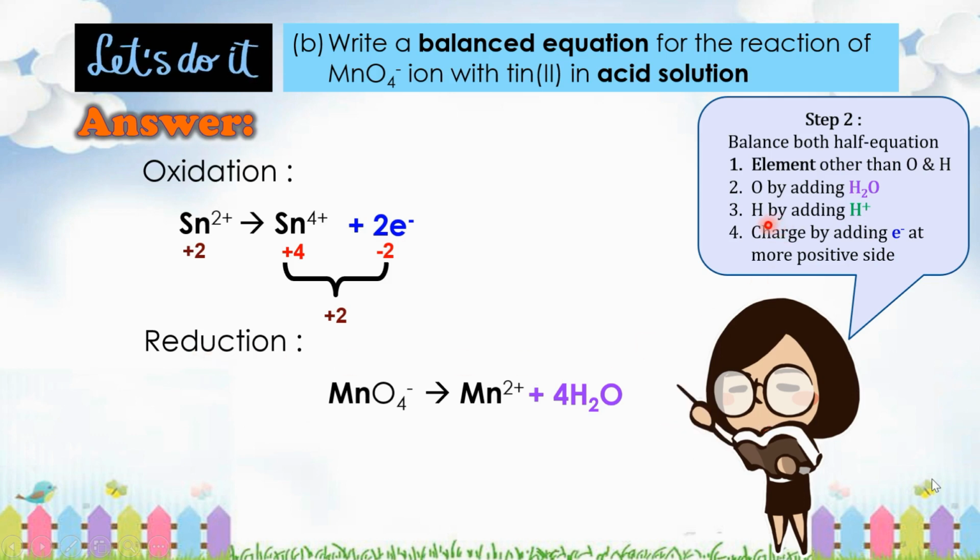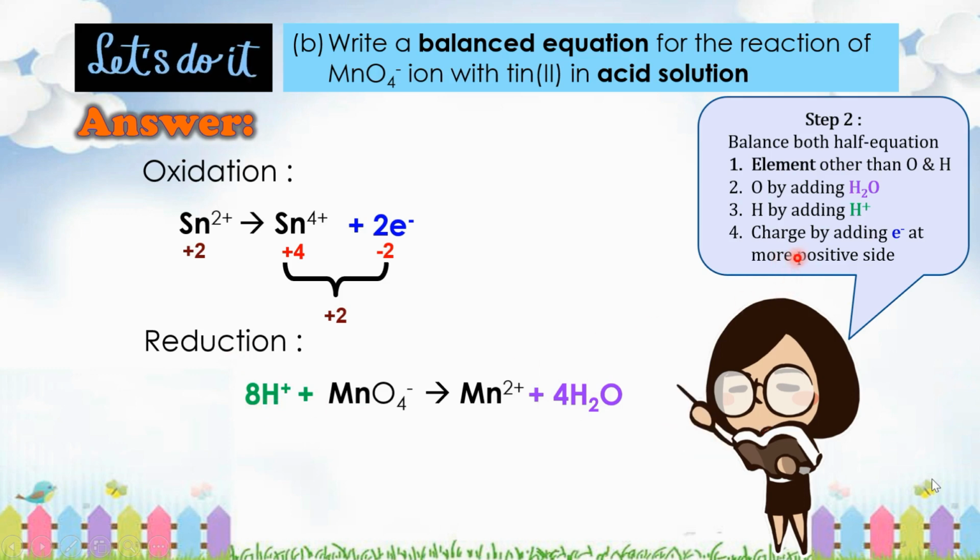So how can we balance hydrogen? By adding H+. How many H+ is referred to the product side? There are 8 H at the product side, so we have to add 8 H+ at the reactant side.